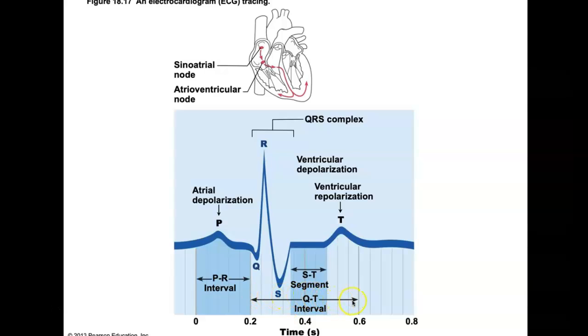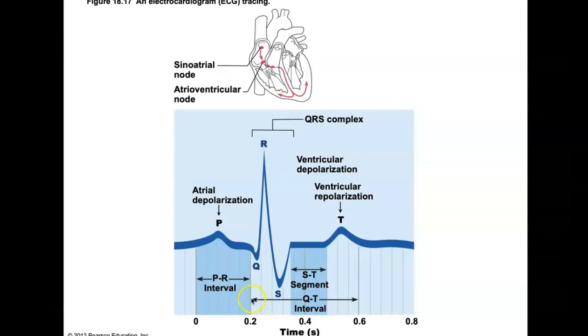Let's move over to the QT interval, which is the period from the beginning of ventricular depolarization through ventricular repolarization. So recall that the QRS complex is seen on the ECG, letting us know that the signal is spreading through the ventricles, causing depolarization of the ventricles. So we begin the QT interval right after the PR interval, because the PR interval happens when you have the passage of the signal as the atria are contracting.